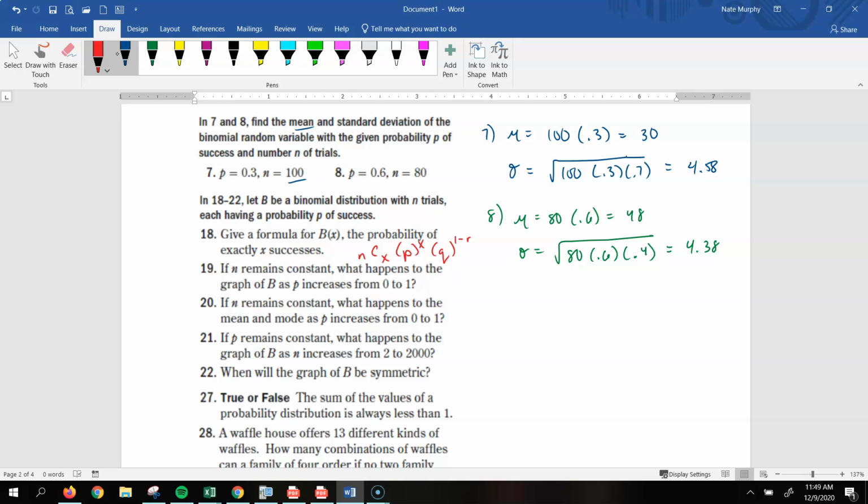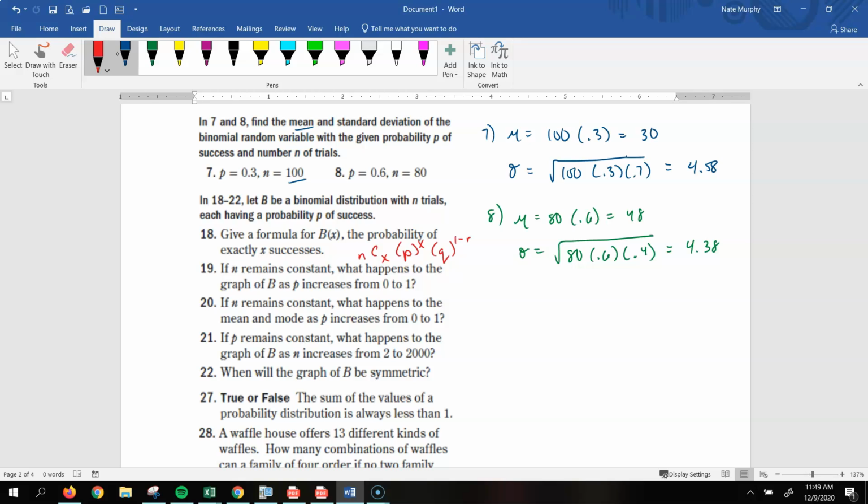For number 20, if n remains constant, so the number of trials stays the same, what happens to the mean and mode as the probability increases from 0 to 1? What's going to happen is the mean and the mode will both also increase, to whatever n is. As far as how you'd get these, you can just open up that graph that I shared in the notes for lesson 10.6, and play around with that and know what's going on with those.